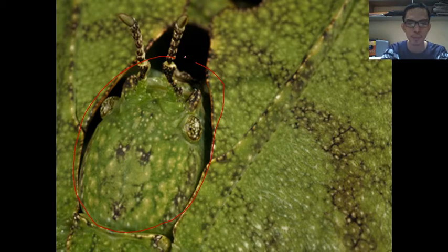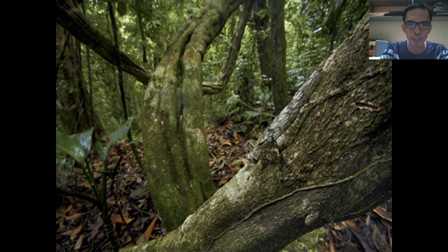Next one. In this picture, can you find the organism? If you found already the organism, what organism do you think it is? You're right, the organism is an insect. It looks like the tree bark that is in the background.